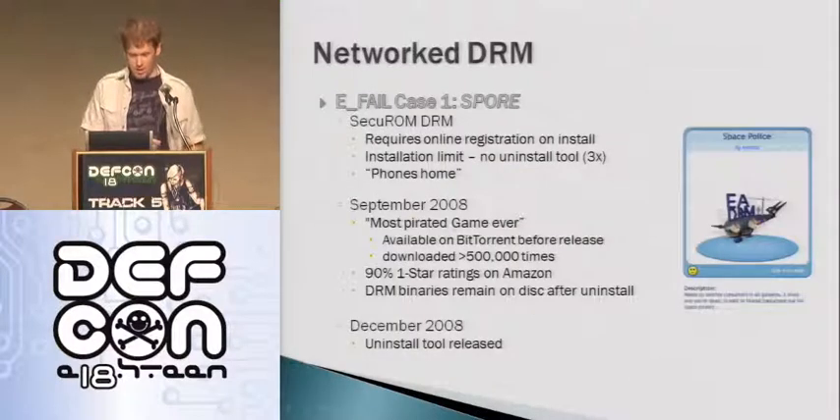Now, network DRM has had a couple of spectacular failures, and I'll go through a couple of those because they're quite amusing, and it also shows that they just don't learn. The first one that I want to bring up, it has been extensively in the media, so I'll gloss over it, is Spore. It uses the SecuROM DRM, and the main idea here is that it requires an online registration on install, and it has an install limit, which should already ring all your bells.